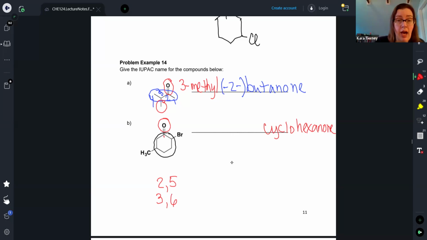And we see that we have Br, that's going to be a bromo. Our CH3 is a methyl group. So we're going to list those alphabetically. So bromo is at the number 2 spot, so we call this 2-bromo. And then we have methyl at the 5 spot. 5-methyl.